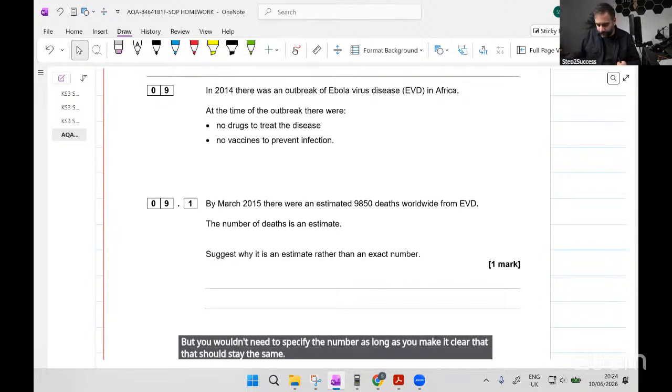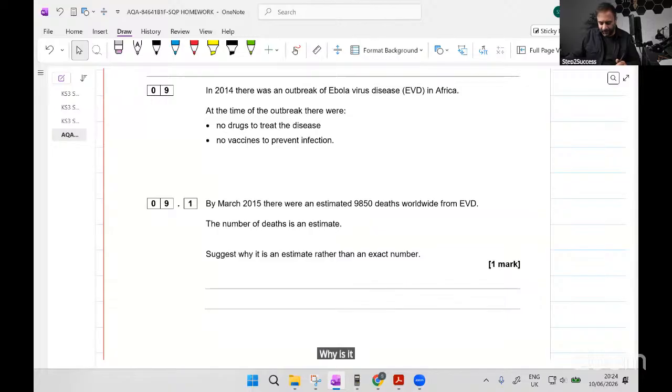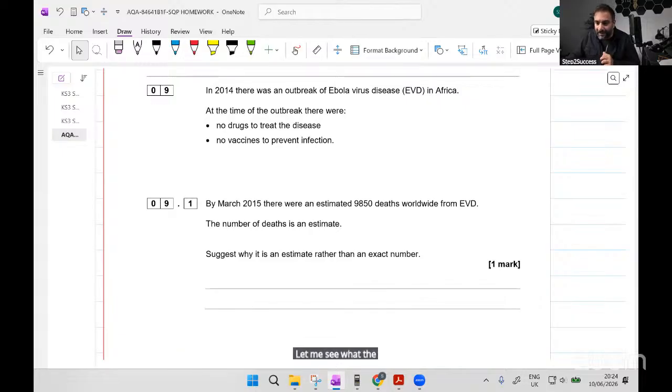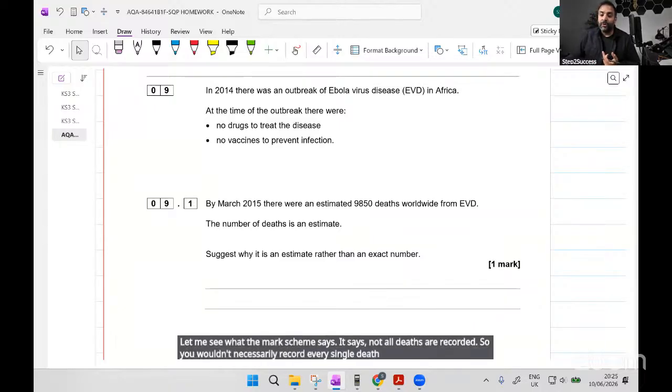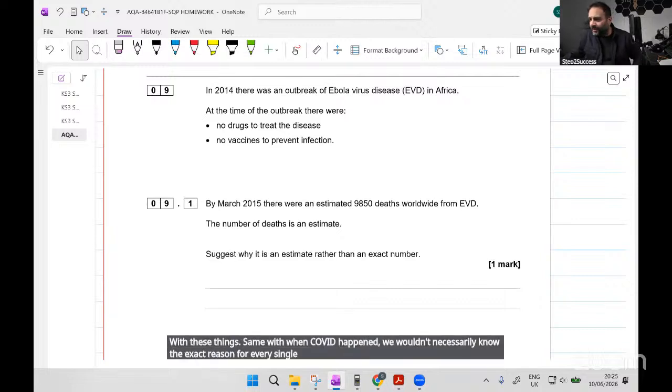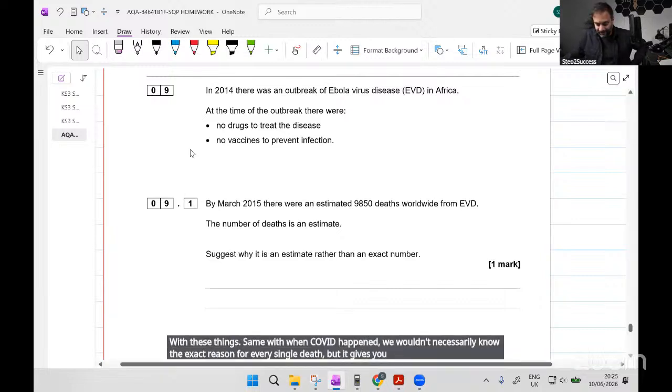Why is it an estimate rather than an exact number? I mean, because we just don't know, do we? But how do you phrase that? Let me see what the mark scheme says. It says not all deaths are recorded. So you wouldn't necessarily record every single death. We wouldn't always know the cause of the death, right? I know there's deaths, but it could be from this or it could be from something else. You don't always know with these things. Same with when COVID happened. We wouldn't necessarily know the exact reason for every single death, but it gives you an estimate.